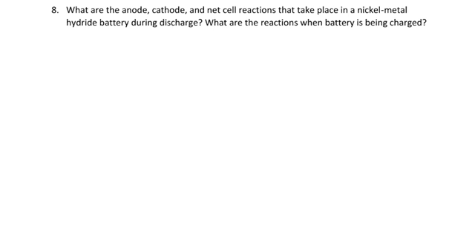So during the discharge, some of these things there's nothing to explain. A nickel metal hydride, the metal is not actually specified, but we'll take M to represent the metal. So during the discharge, the first reaction on the anode will be the metal reacting with hydroxide to get the metal hydroxide, and then an electron being released.